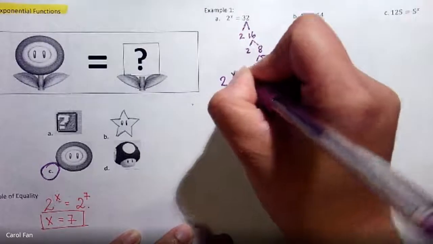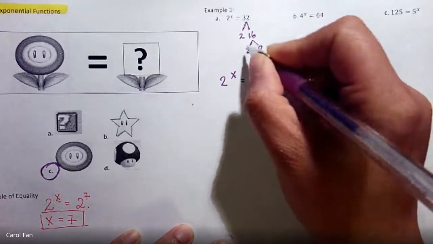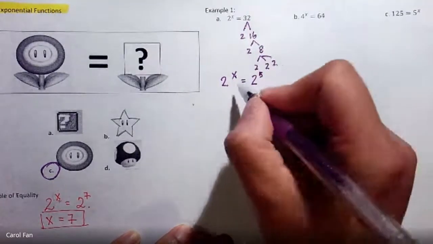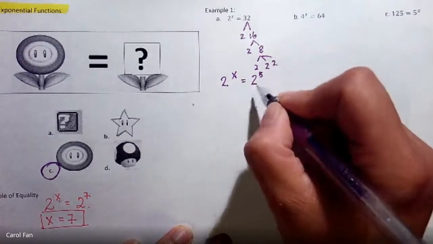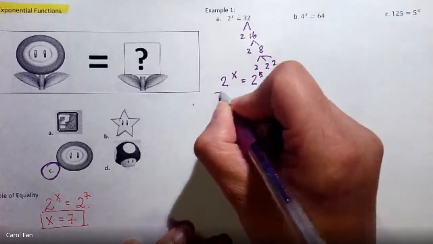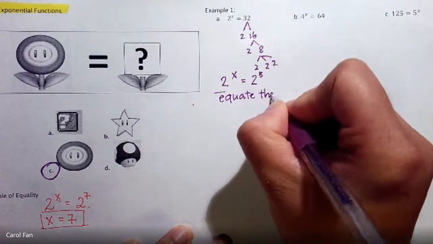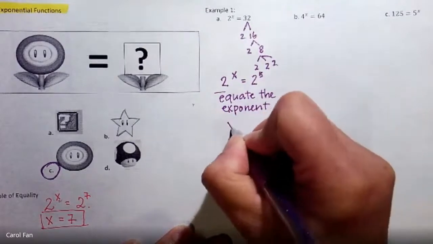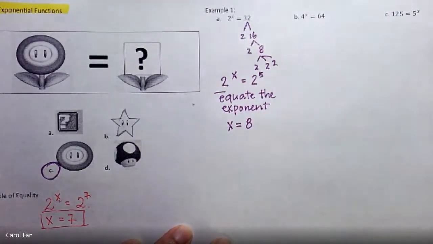So I have 2 to the power of x equals 2 to the power of 1, 2, 3, 4, 5. Sorry, 2 to the power of 5. Now, since I have created these two statements where the bases are the same, I am now going to equate the exponent. So I know that x is equal to 5.